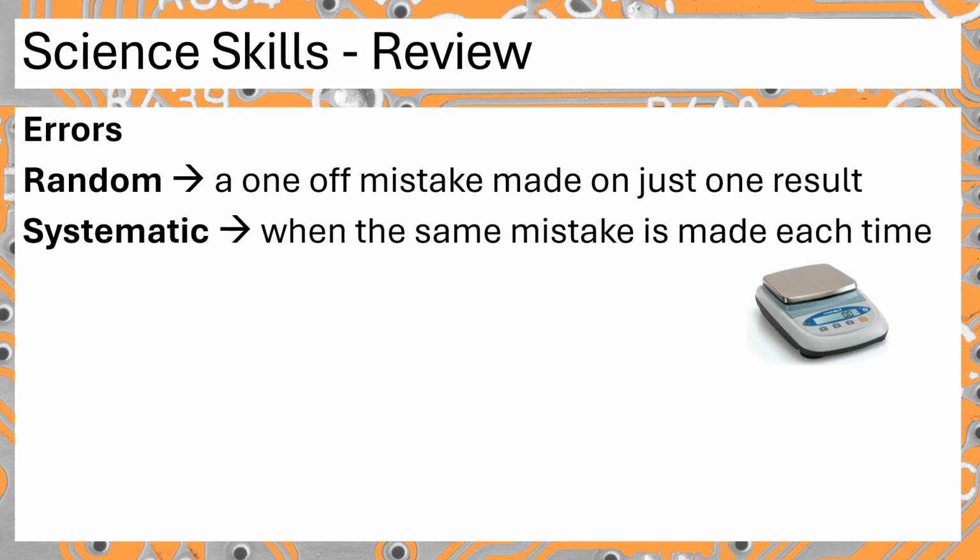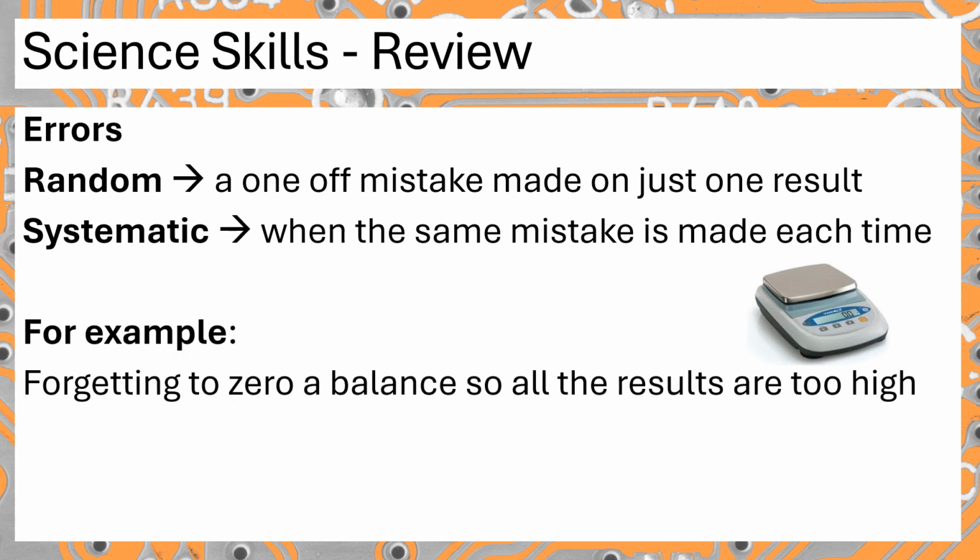And finally, just a recap of errors. There are 2 kinds of errors. The first are what we call random errors. These are usually one-off mistakes and they only affect one result. Systematic errors are when the same mistake is made every single time, and so every single result is wrong by the same amount. So a good example is if you've got a balance and you forget to zero it, and so all the results are too high by the same amount.